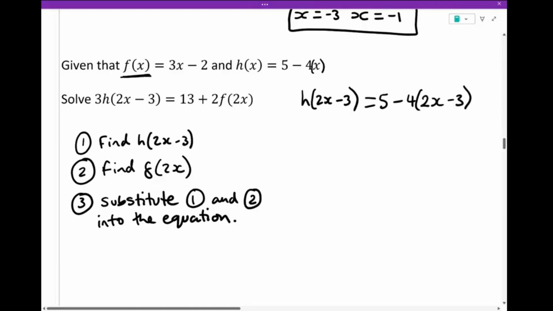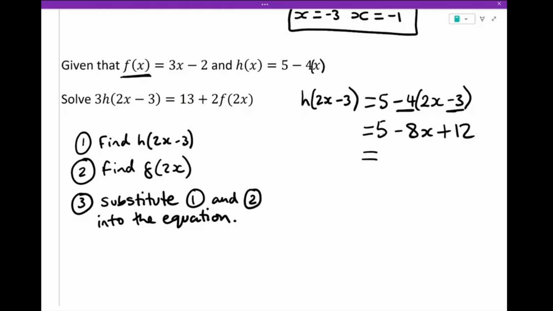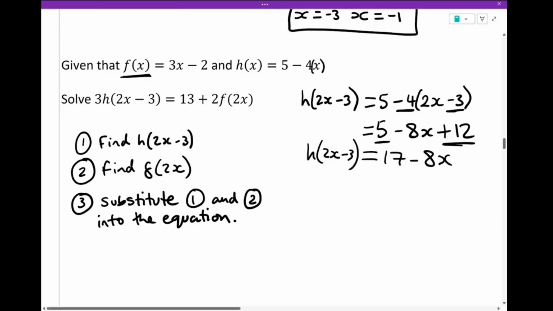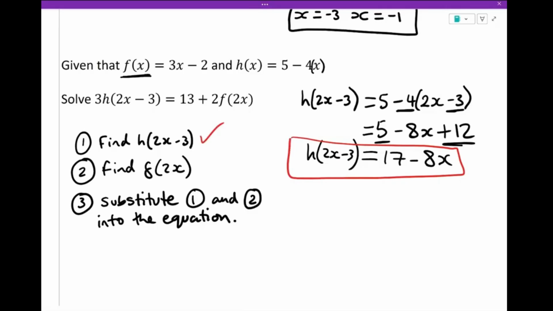Now let's simplify it because that will likely help me with the solving later on. So we got 5. And then the bracket is being multiplied by negative 4. So we'd have negative 4 times 2x gives me negative 8x. And then we would have the negative 4 times the negative 3 gives me positive 12. And then let's collect like terms. We have a 5 and a 12. So that's going to become 17 subtract 8x. So that is my function h of 2x subtract 3. So I'm just going to circle that just to show that I'm going to make use of that later on. So we've completed step 1. So now let's move on to step 2, which is to find f of 2x.